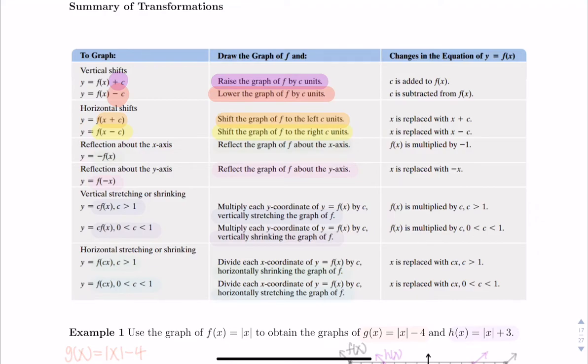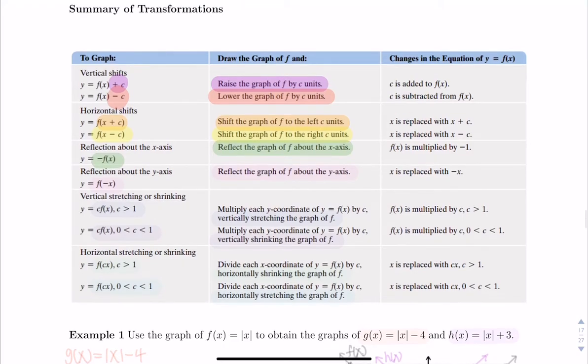Reflection about the x-axis just means that I'm flipping it over the x-axis. So I have negative f of x. Just flip it across the x-axis. The other way is the reflection about the y-axis. In this case, I flip it across the y-axis. So we have f of negative x.